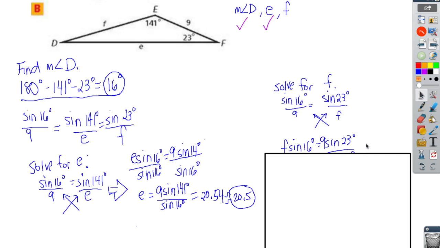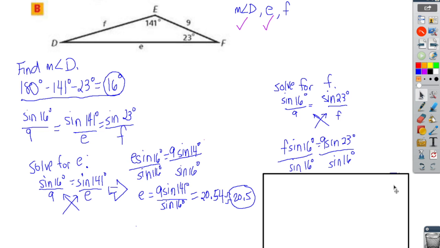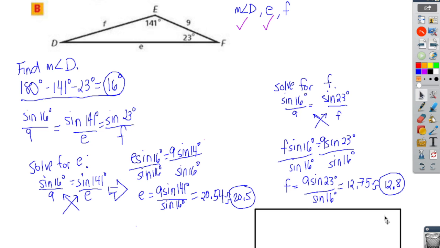However, because you're solving for f, think about this. What are you dividing the equation by? You're trying to isolate f. So yes, you do divide by sine 16 degrees. And in doing so, we're going to use the given expression like so. We're going to enter into our calculators, and as a result, we're going to get 12.75, rounding to the nearest tenth, because that's the instruction, which gives us 12.8.